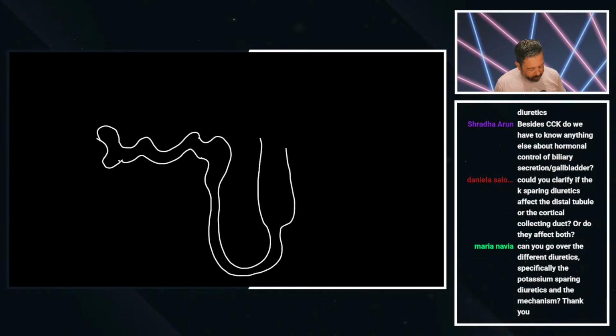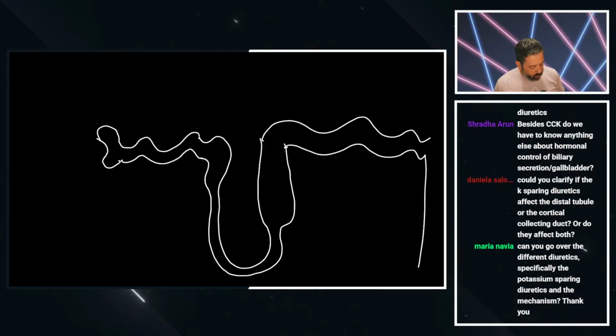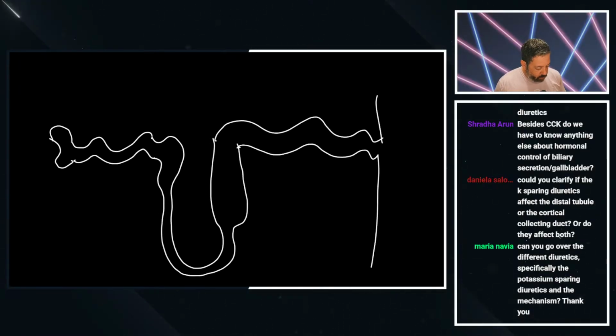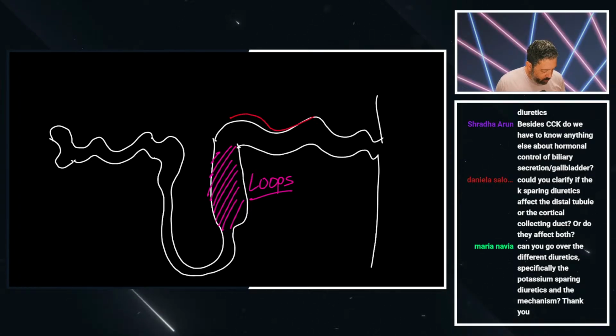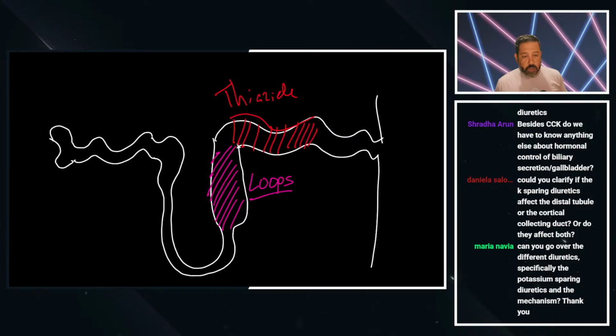Here's our loop. There's our thick ascending loop. Let me go down. So this area right here, the thick ascending limb, those are the loop diuretics. Distal tubule, those are your thiazides.